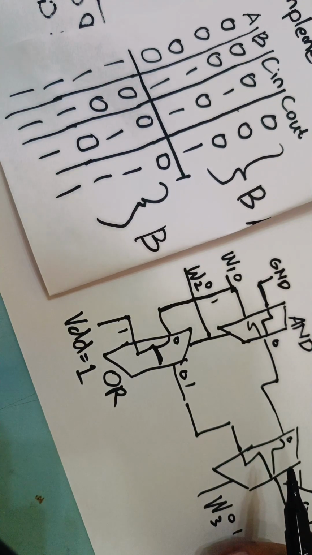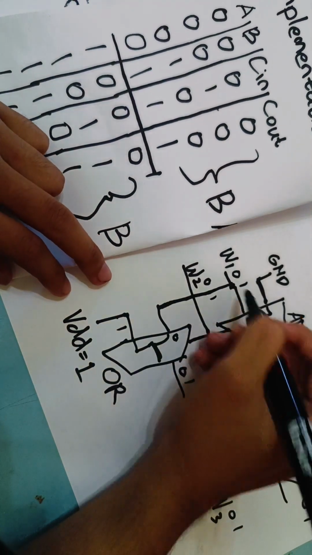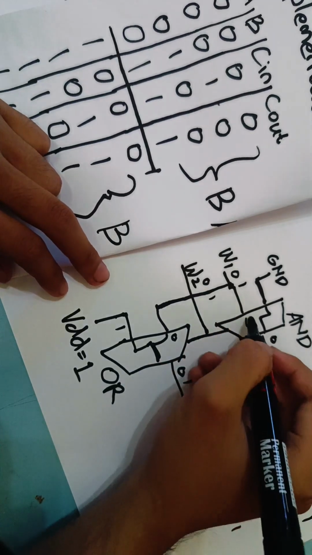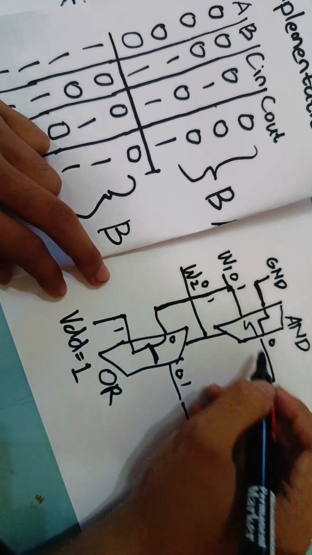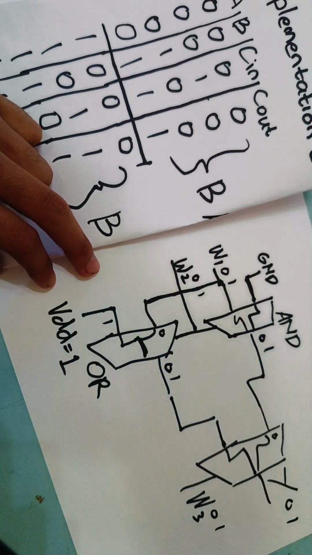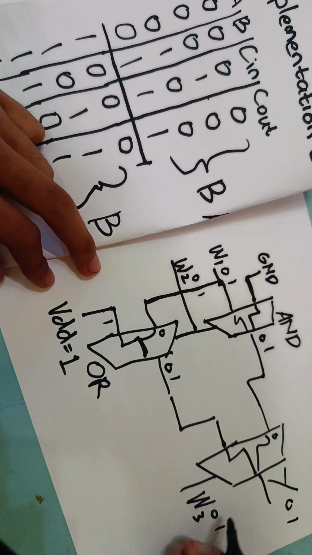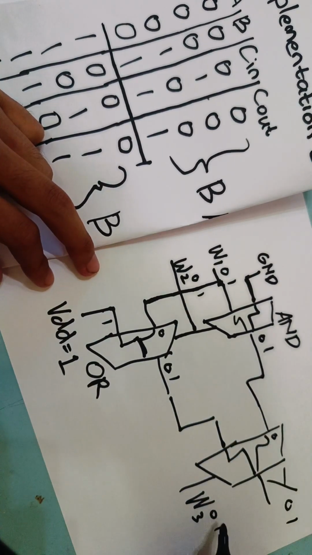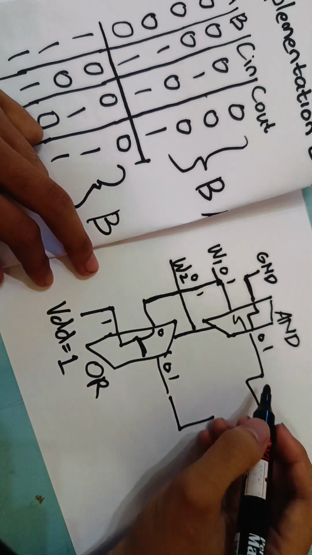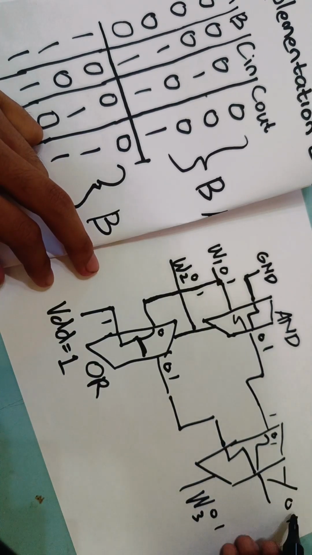And what if the W1 is 1? That means Cin is 1. That means it's like this. Since the W2 is 1, it will choose this input as the output. So the output of this multiplexer will be 1. And then if the W3 is 0, that means this multiplexer will choose this input as the output. So since it's 1, this will be 1, and then the output will be 1 as well.